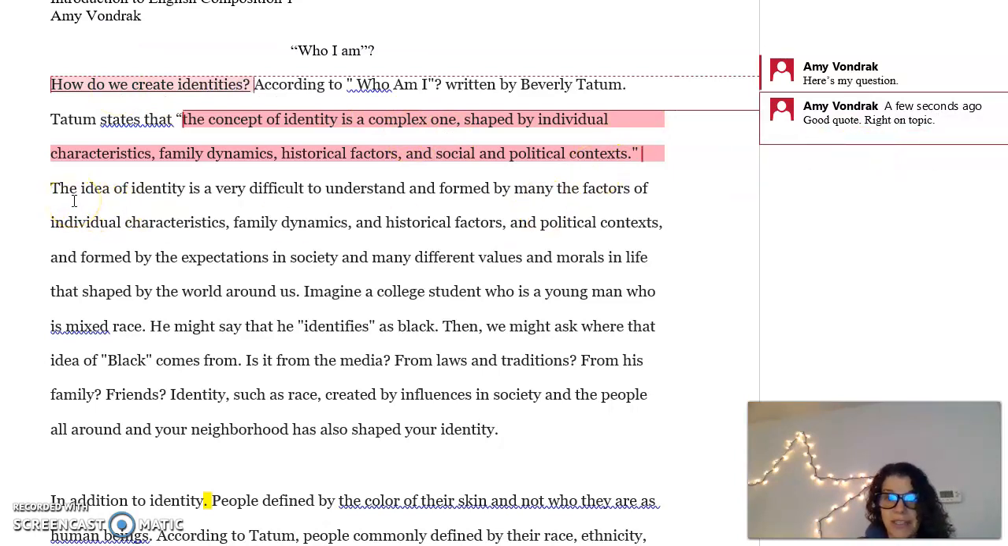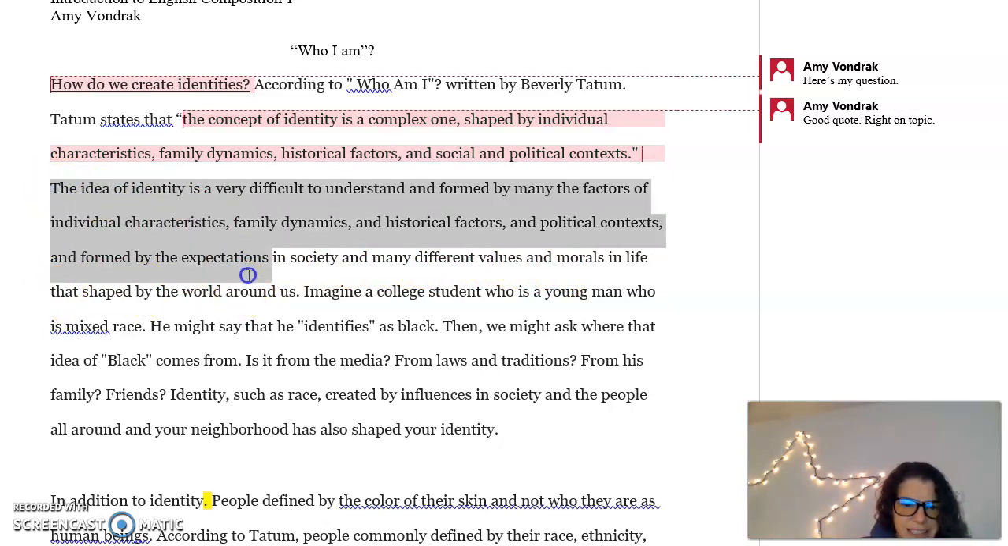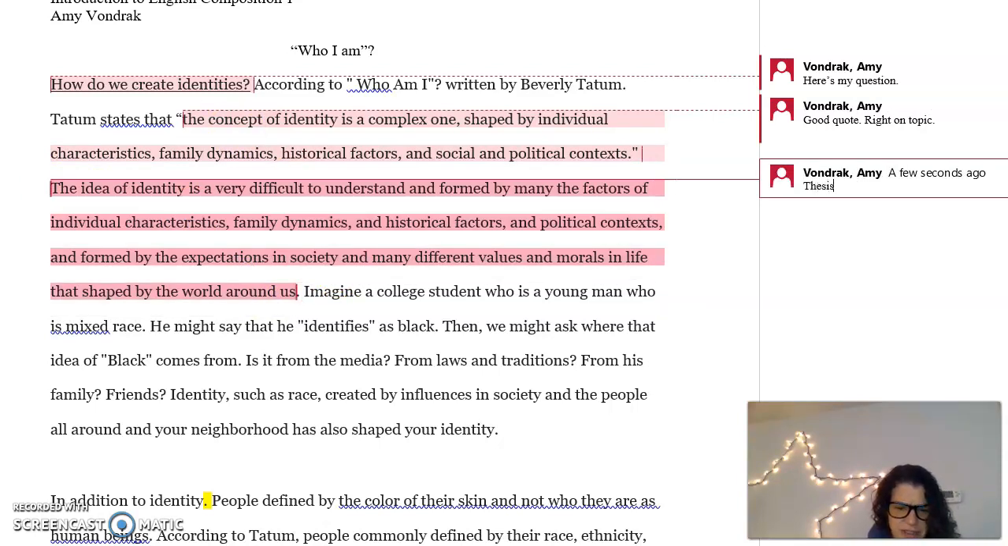The idea, now I'm a student again. The idea of identity is very difficult to understand and formed by many of the factors of individual characteristics, family dynamics, and historical factors, and political context, and formed by the expectations in society and many different values and morals in life that's shaped by the world around us. So I'm thinking, is this my thesis? Is this my answer? I don't know. Here I'm like, is this my thesis? I'm the student, remember? So, all right, I'm saying something about the quote. Is it okay to, I'm just really not sure.